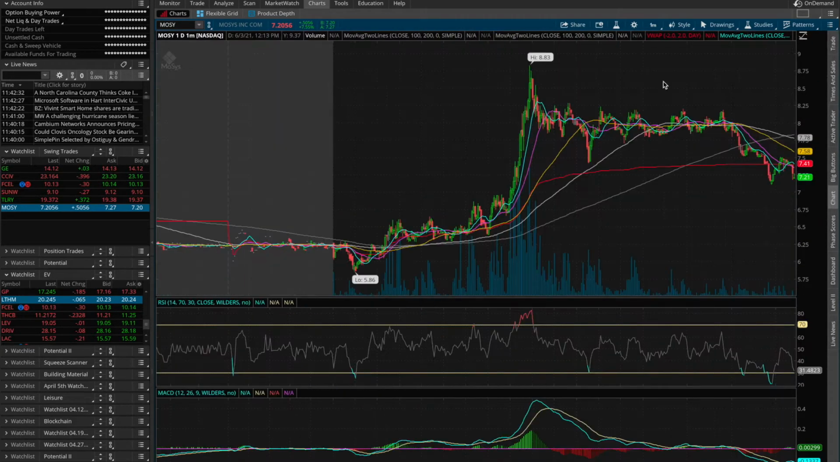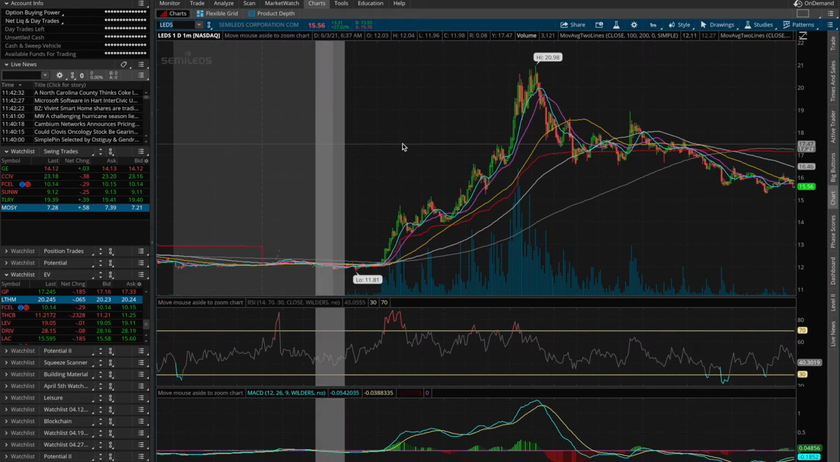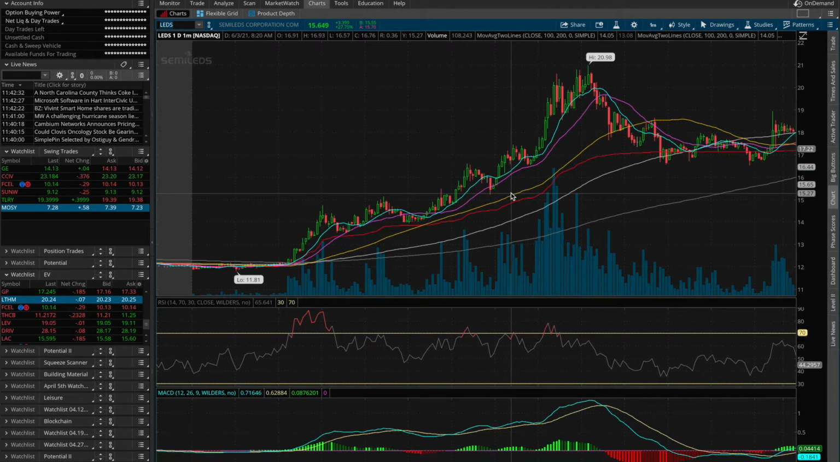Here is the stock called MOSY. This may not be the best example. Let's go ahead and take a look at a stock like LEDS, in which moving averages were used as a day trade. The moving averages that most day traders are going to stick to are the 10, 20, and the 50-day moving average.